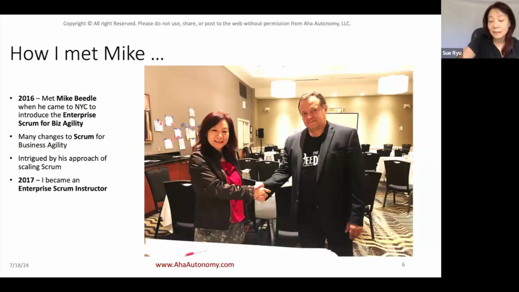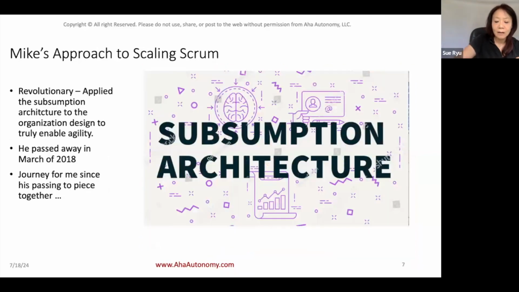I met him in 2016 when he came to New York City. I was living in New York City at that time, in the Murray Hill area. He came to the meetup and presented Enterprise Scrum for business agility. He made a lot of changes to Enterprise Scrum so that it fits the needs of business agility. But I was particularly interested in his approach to scaling Scrum. This picture was taken right after I signed a contract with him, becoming an Enterprise Scrum instructor. As I was saying, Mike's approach to scaling Scrum is quite revolutionary.